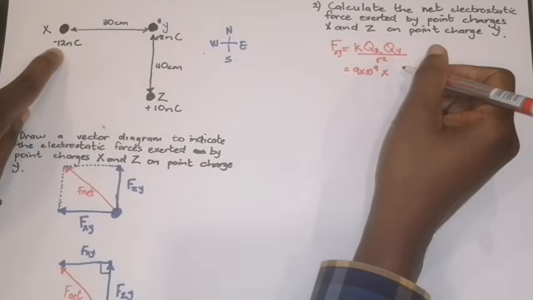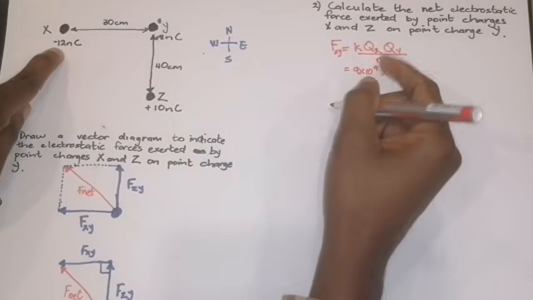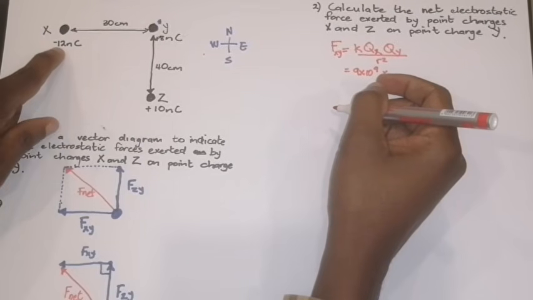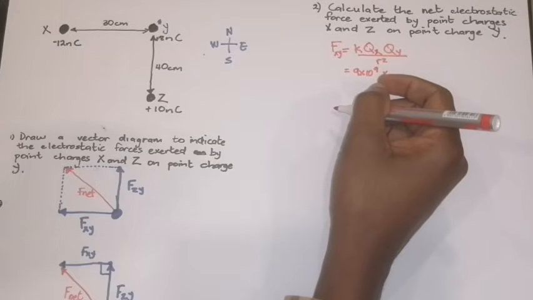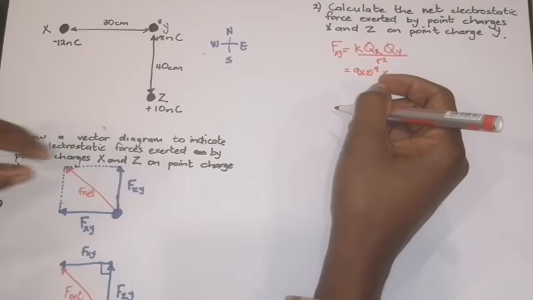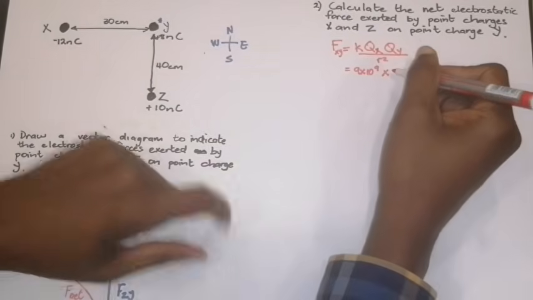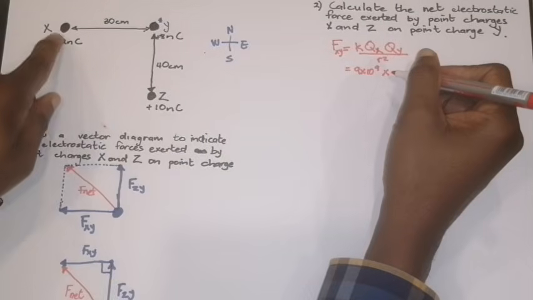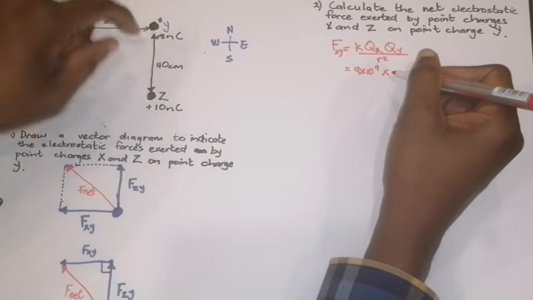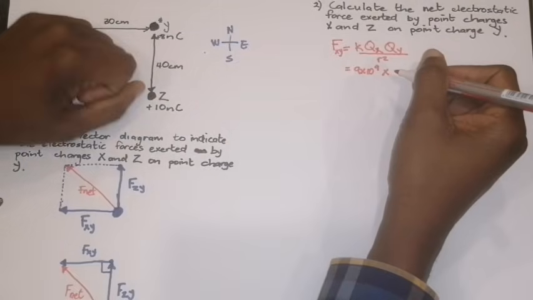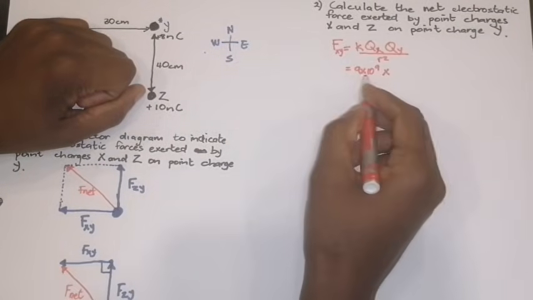You remember that? We said it's minus 12. But remember, I said we don't need to actually substitute that minus sign there. Actually, we don't need to substitute the signs. All that we do with the signs, they help us to find out what the direction of the force is. So in this case, because that was negative and that was positive, we found out that Y is actually being pulled towards the west. Okay, so let's go back to that.